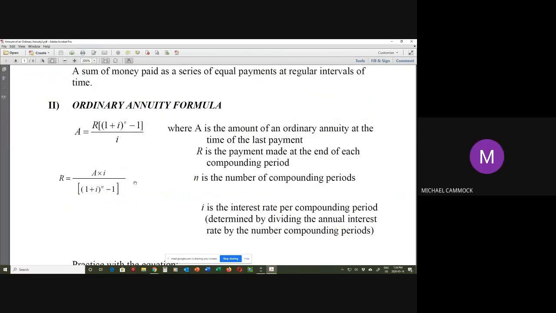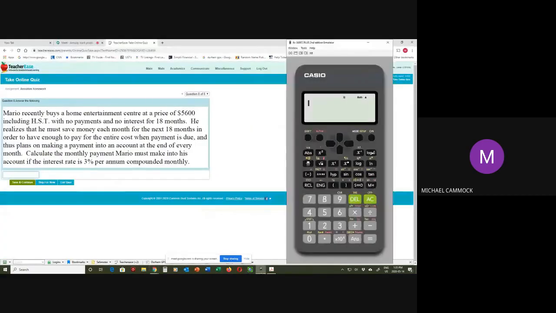Okay. All right. So what am I going to put as my A in this case? And what am I going to put as my I? Let me go back to the question. Can anybody help me out with that? Here's the calculator coming up on the side. What's my A in this case? Which part of the question is the A? Nobody know? 5,600. Of course. Multiplied by the I. What's the I? 0.03. Yeah, good. Divided by what?